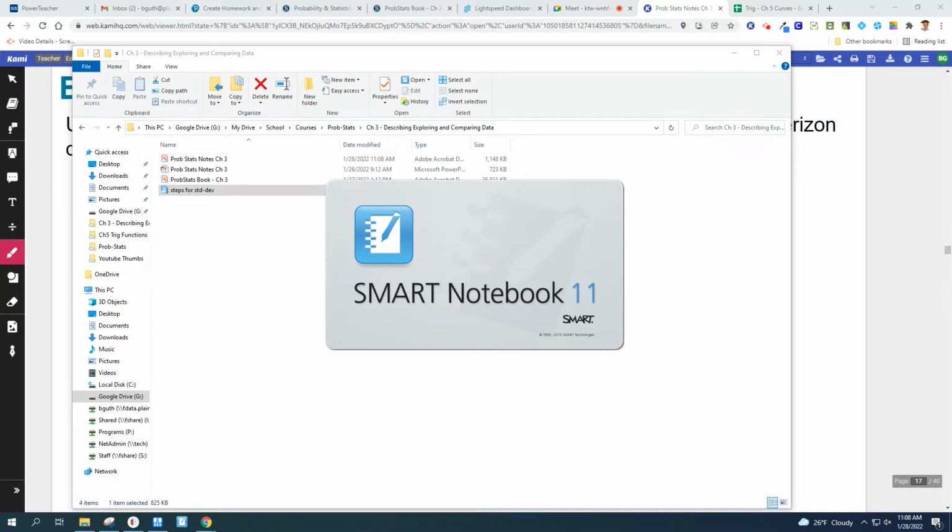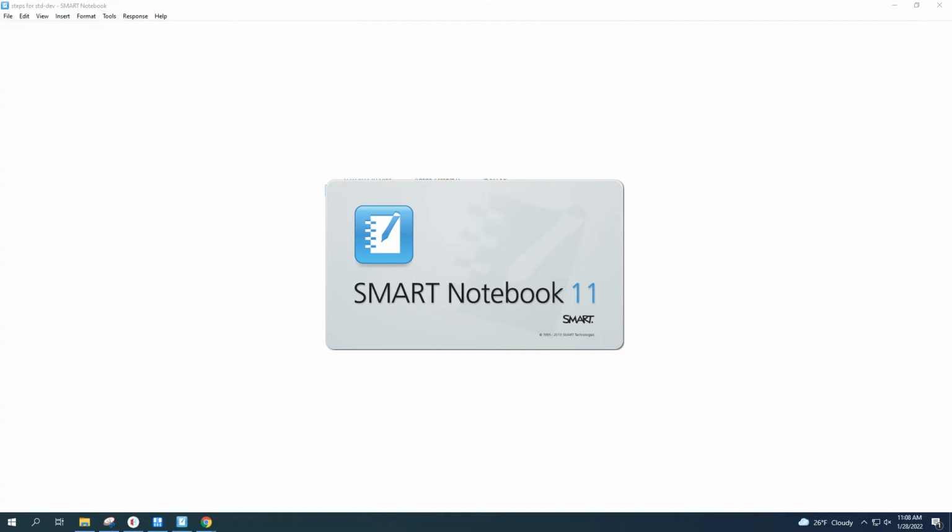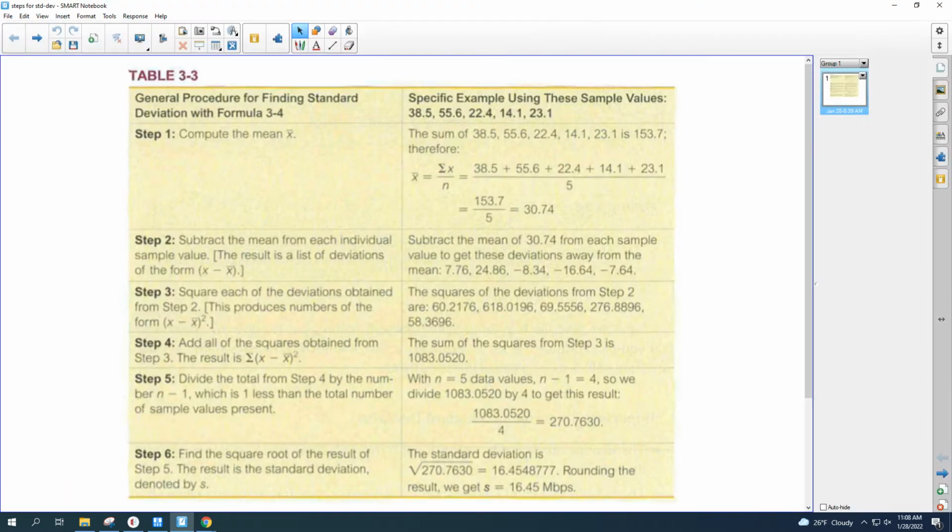I probably should have included this slide in your notes. This slide contains the actual steps for calculating the standard deviation. I think it's probably overcomplicating the issue, but you could find this slide on page 100 of the book. You could take a picture of it now or later, or you could find the book and go to page 100. These are the actual steps.